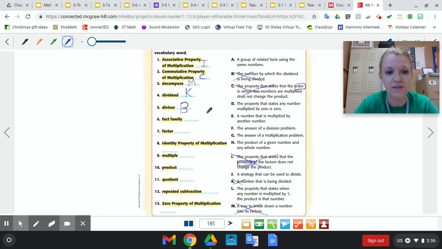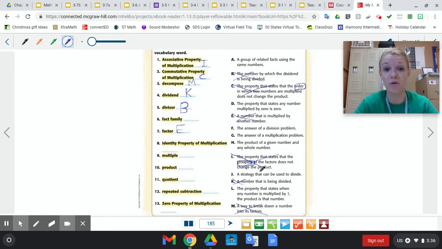B. All right, fact family. Let's skip it. Factor. Factor times a factor equals a product. So it's a number being multiplied by another number, right? A number that is multiplied by another number. Holy cow, I just said the definition without even looking at it. Boom. Remember, we skipped number 6, so we're on number 7. Put E at number 7.